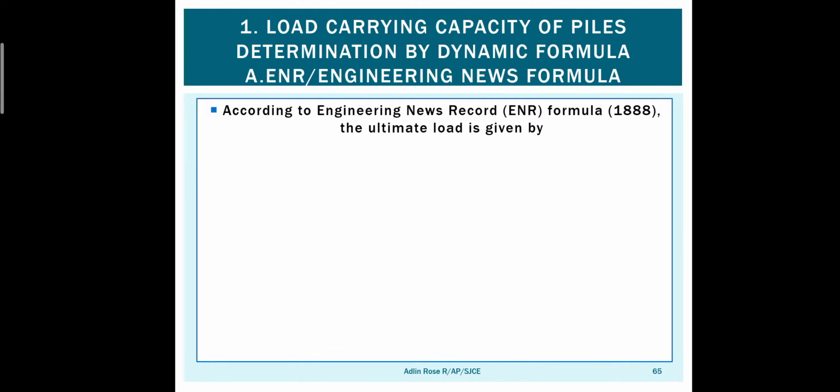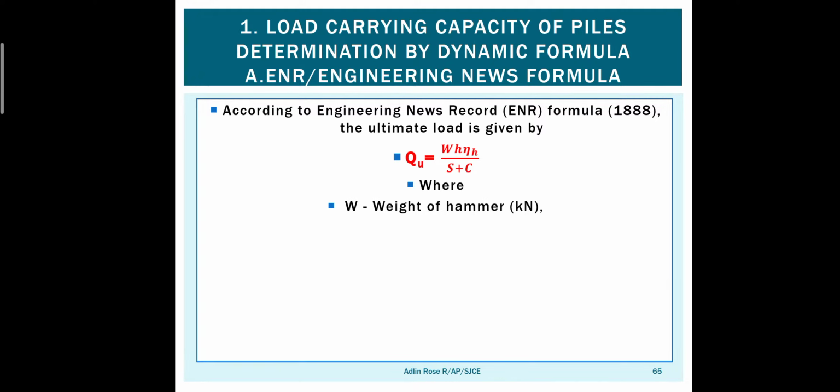It was published in the year 1888, and the ultimate load is given by QU. As I said, here we will worry about the ultimate load. So QU is equal to W eta H H divided by S plus C. We'll see one by one what is what.